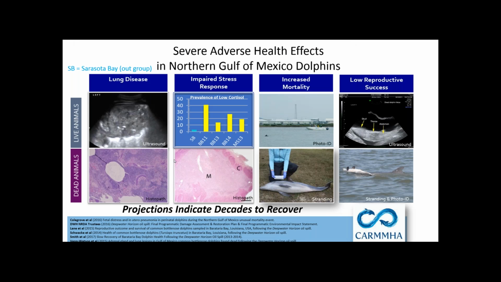In addition to the finfish work, there's been quite a bit of work by a number of folks looking at health effects and things like the dolphins in the northern Gulf of Mexico. Just point out this internal panel here. This is the prevalence of low cortisol in the animals, and using Sarasota Bay as an outgroup, you can see that these animals have an impaired stress response, increased mortality, low reproductive success, et cetera, et cetera. The projections there are decades to recover.